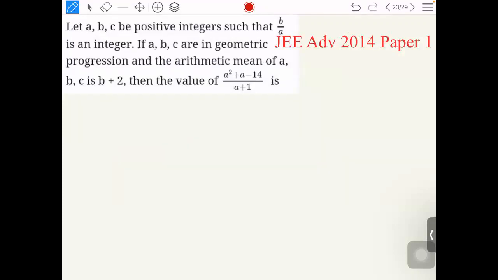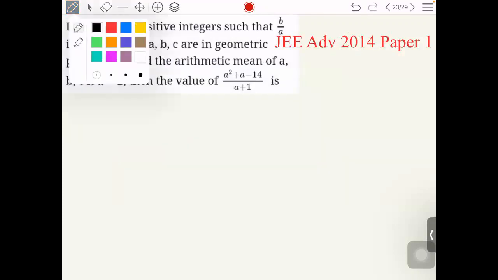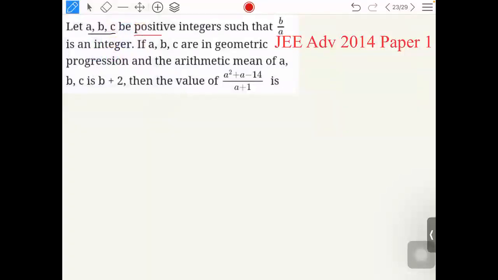Be very careful. A, B, C are positive integers. मतलब आपके क्वेश्चन को बहुत इजी कर दिया इन्होंने। And B by A is an integer, दोनों का रेशियो भी इंटीजर है। If A, B, C are in geometric progression and B by A is an integer, what does it mean? It means that the common ratio is also an integer.